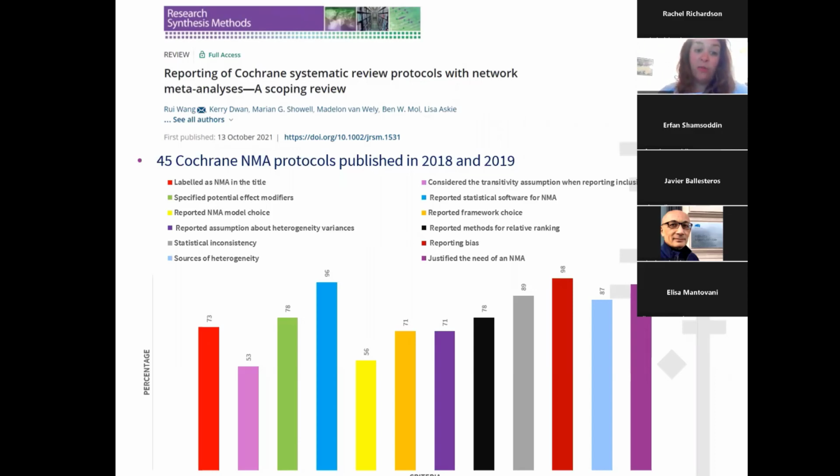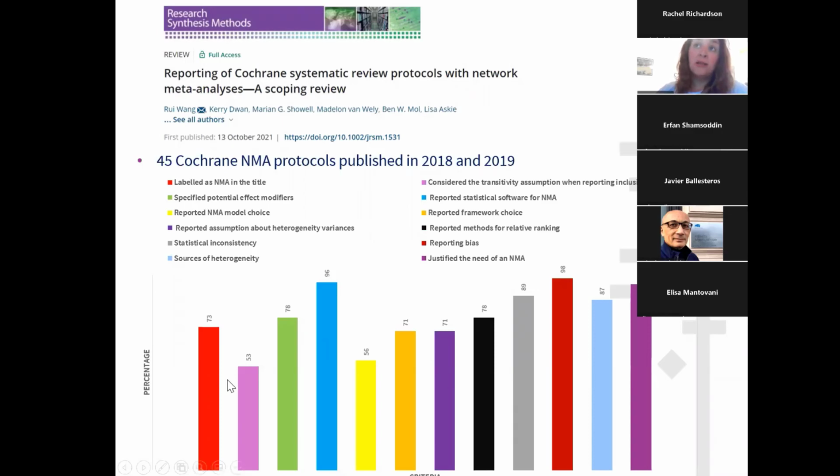So the recommendations from this paper were that protocol reporting recommendations were needed, and we were already working on a protocol template for network meta-analysis. You can see here, this first one, in 73% of the reviews, it was in the protocols, it was labelled as network meta-analysis in the title. So not even all of the protocols identified as a network meta-analysis within the title, which is one of the PRISMA recommendations.